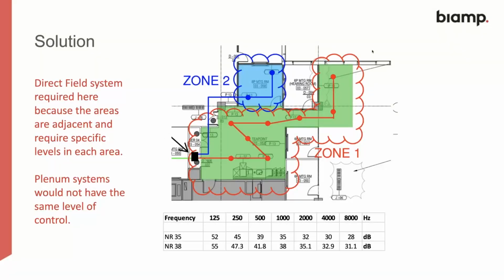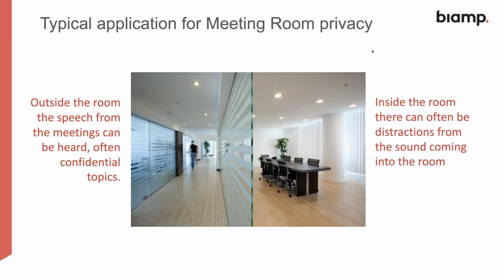In the solution there, we use a direct field system. We've got 2 zones, and the areas are adjacent, and they are required. They've got specific levels that are required in each area. So in order to do this accurately, we must make sure we use the QT Pro system, because the plenum systems will not have the same level of control.